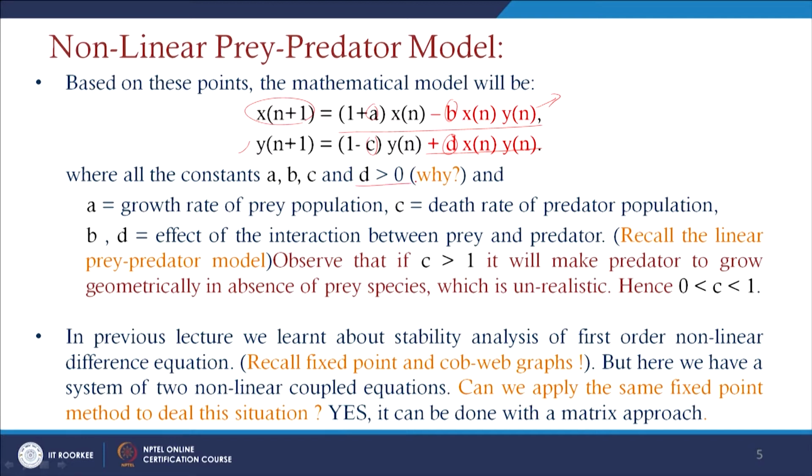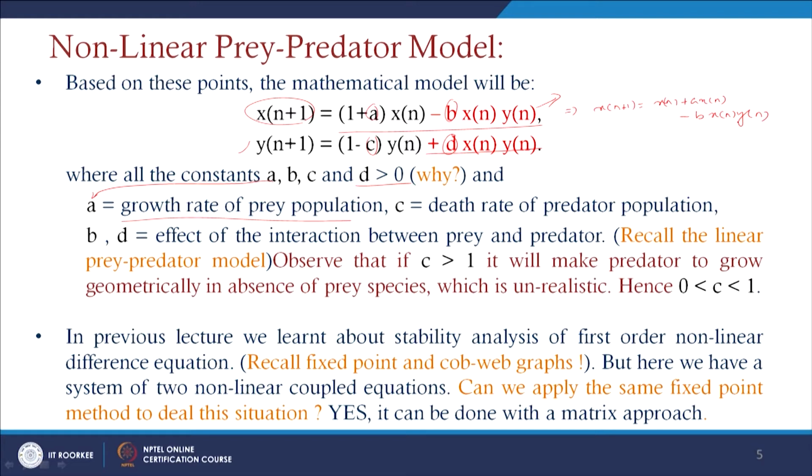The question arises: why are we considering all of them positive? We will go through this point by point. First, the constant a represents the growth rate of the prey population. If we expand this model, x_{n+1} can be written as x_n plus a x_n minus b x_n y_n.